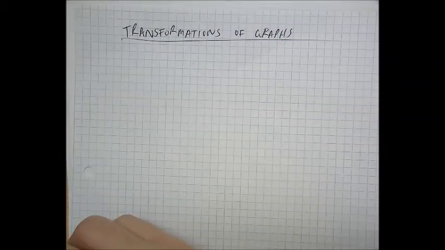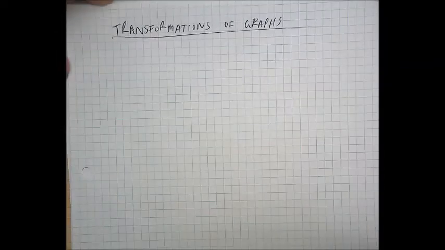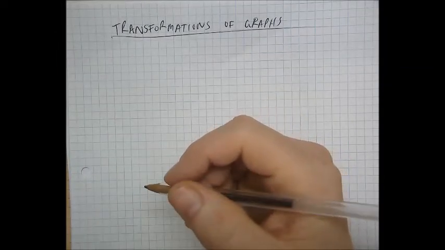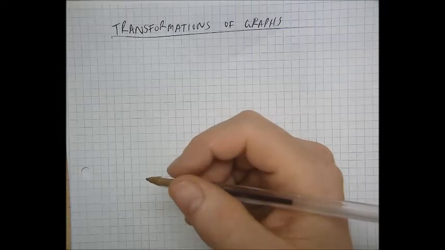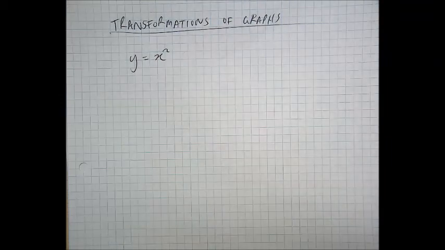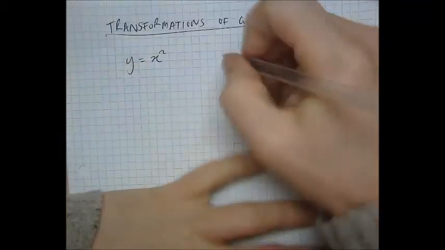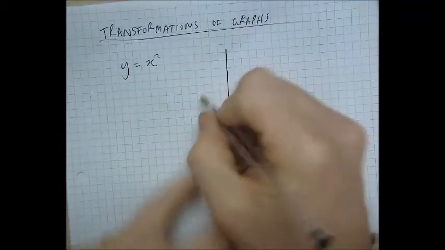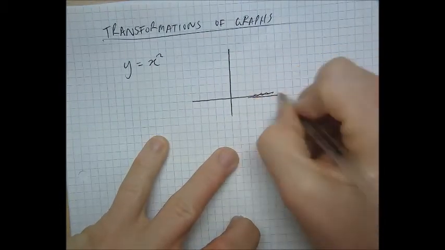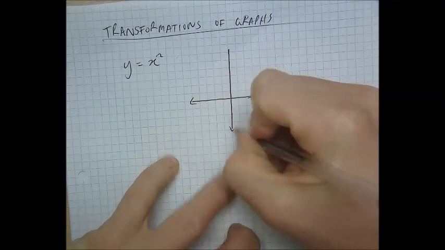Transformations of graphs is a method of graphing which is supposed to be almost instant. By almost instant, I mean not quite as fast as this. You really should know y equals x squared. You should know that it looks like a bucket, and crucially, you should know that it goes through certain key points.